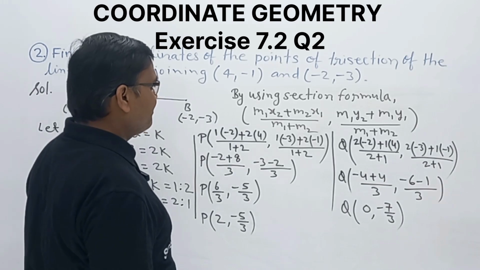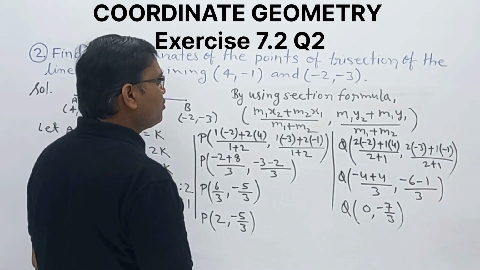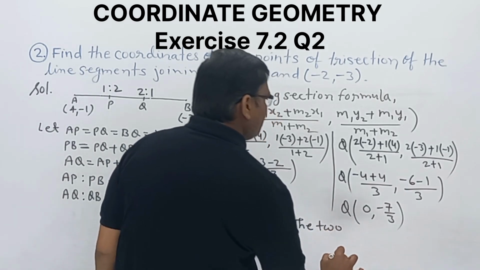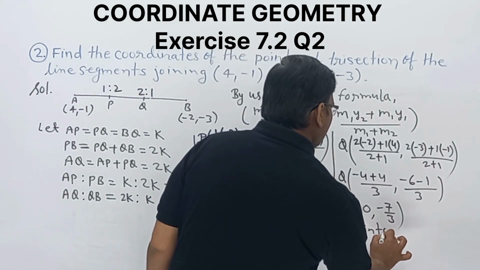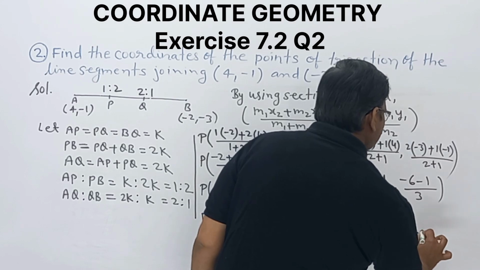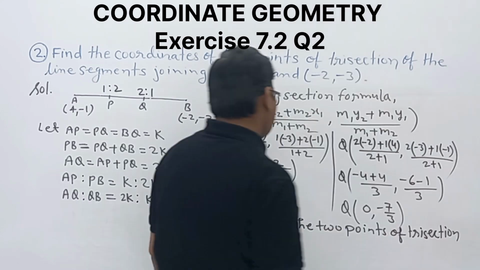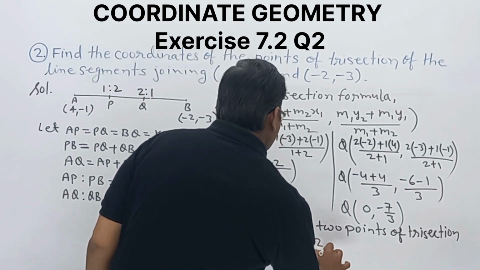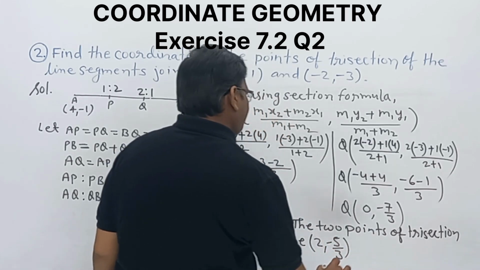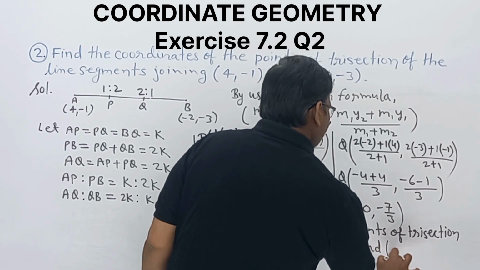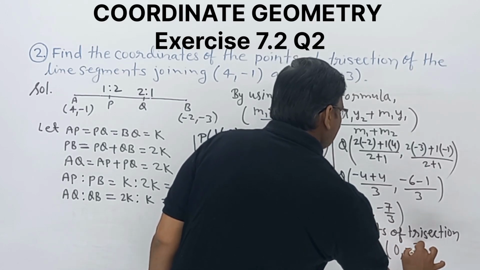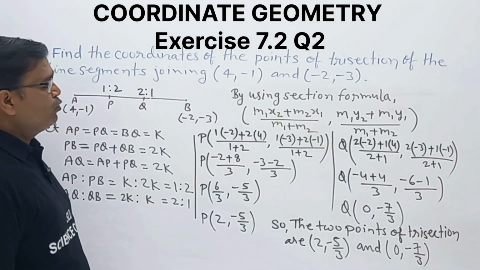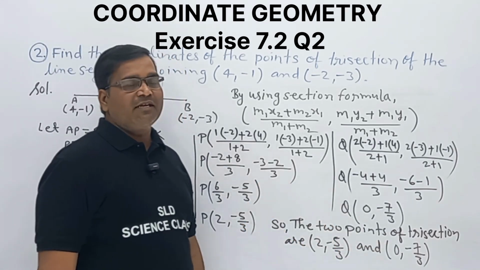So finally, what can we say? The two points of trisection are (2, -5/3) and (0, -7/3). So the two points of trisection are 2 comma -5 by 3 and 0 comma -7 by 3.